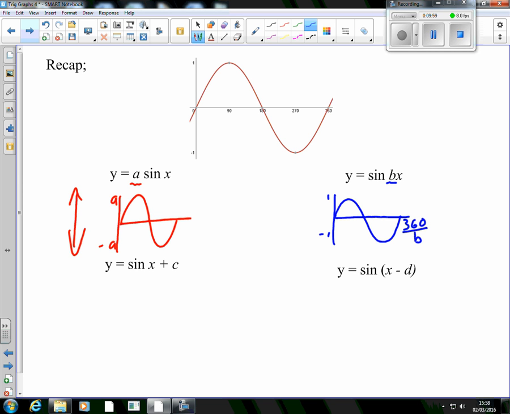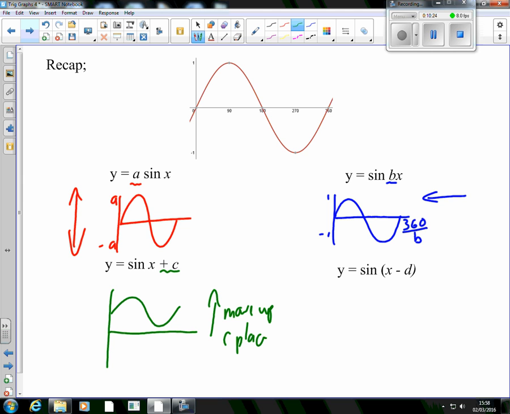Okay, so the B in there, it squeezes it in. It squeezes it in by the factor of what's in front of the x. Sine x plus c, okay, that plus c at the end, that moves our graph up the way or down the way, depending if it's positive or negative. So our sine graph there means that it's moved up c places.